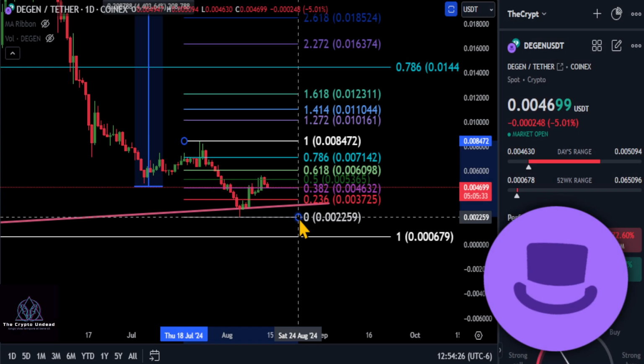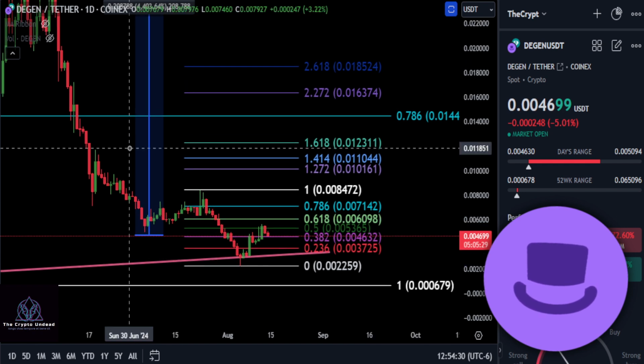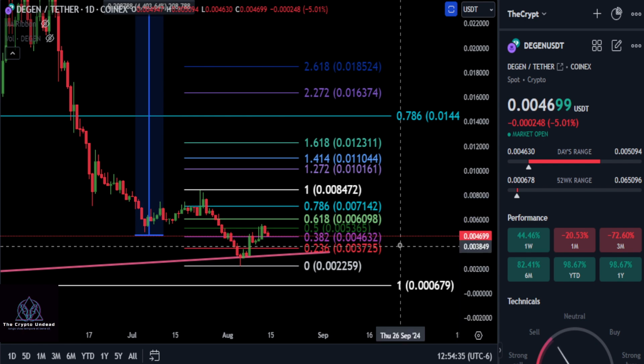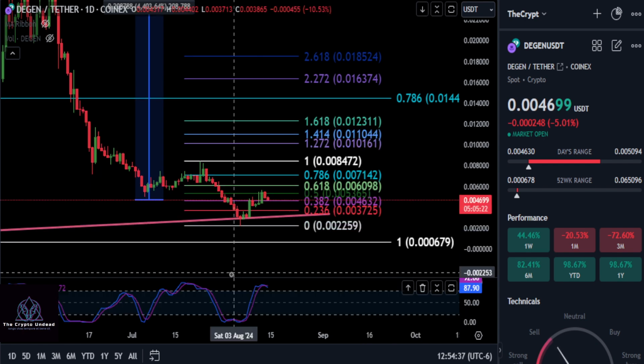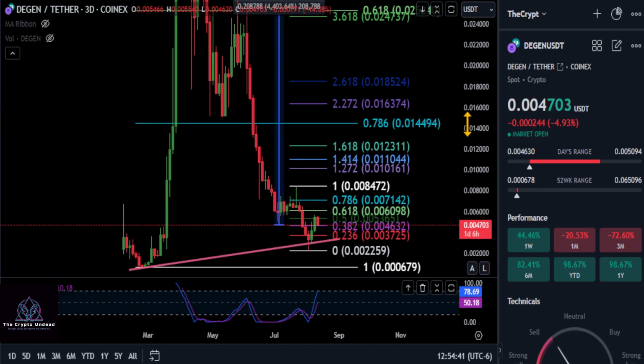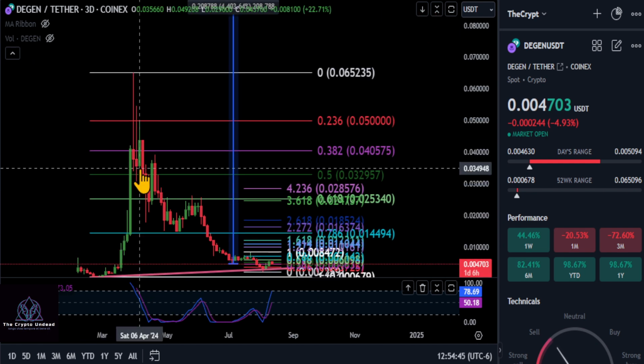All right, everyone, a quick update on DEGEN here. So from the last update, if you guys watched, we did come down and hit that 618 support we were looking at on the log scale chart. Now, what I want to do on this update is focus on the non-log scale chart, because let me zoom out here really quick. You can see that if I zoom out, it is respecting the Fibonacci levels more than the log scale.